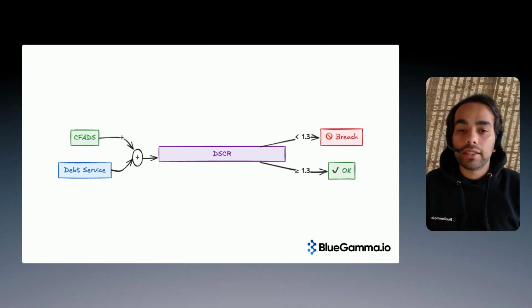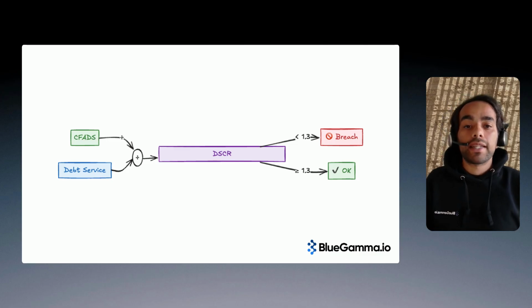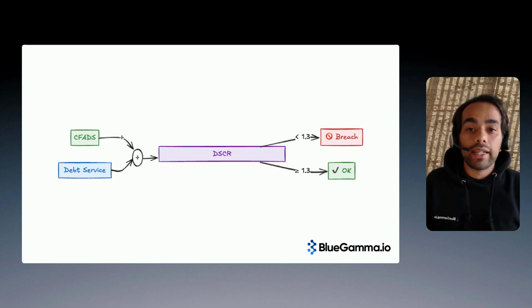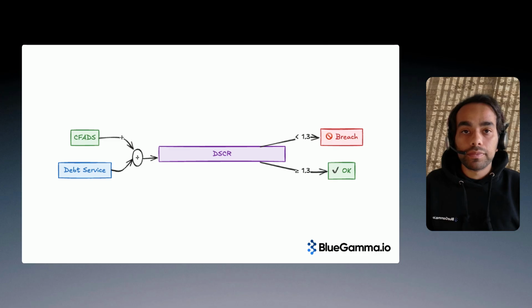Lenders will typically ask for at least 1.3 times coverage, which means that the CFADS should be at least 1.3 times as much as your expected debt service in any given period at a minimum. As you can see in this example, if your ratio is higher than 1.3, that's great. But if it's not, then that is a breach.